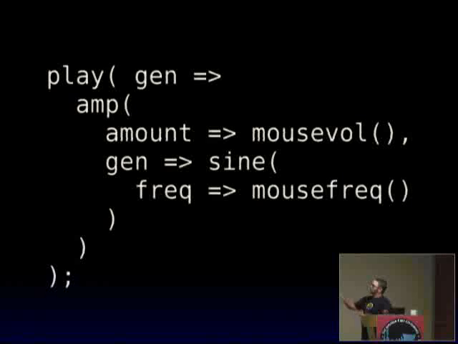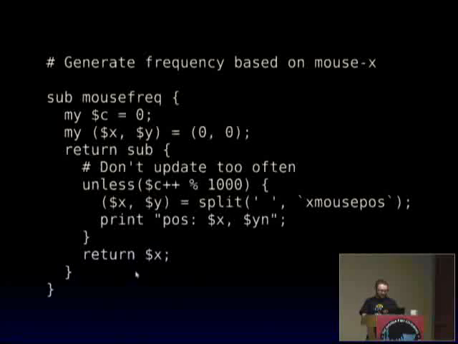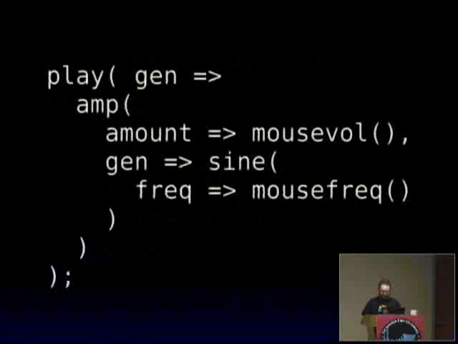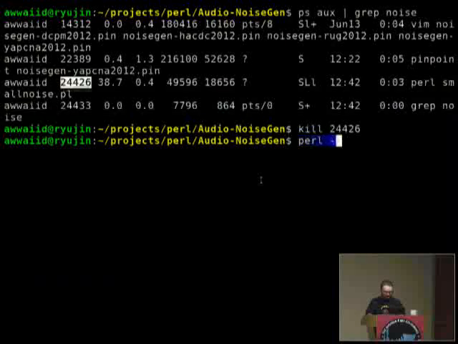So here, check this out. I have an amp that all it does is multiply the output of that generator by the amount. So I made a generator, which you just saw, called mouse frequency. Ultimately, it outputs the X position of my screen. Some of this is for efficiency, so it doesn't call X mouse position all the time. It only calls it every 1,000 samples. And then I multiply it by a similar routine called mouse volume. And now we have a synthesizer. Let's see if it works, shall we?